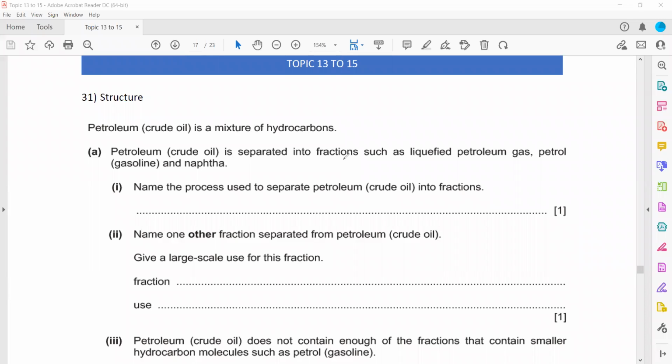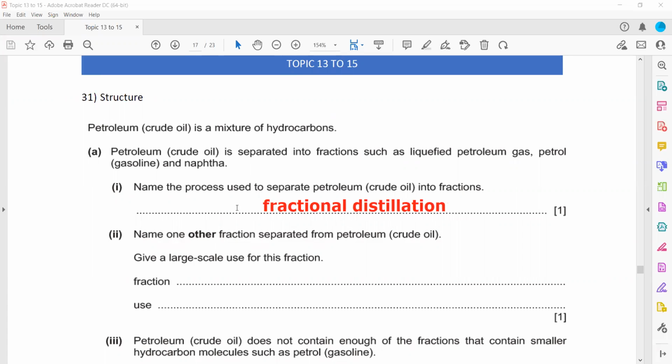So petroleum, which is crude oil, is a mixture of hydrocarbons. Petroleum or crude oil is separated into fractions such as liquefied petroleum gas, petrol or gasoline, naphtha. Name a process used to separate these fractions. So we use fractional distillation. Fractional distillation is used to separate these fractions.